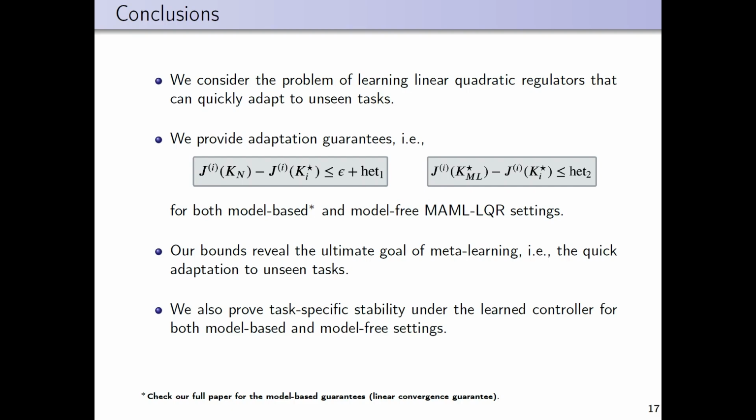We are the first to provide these guarantees that show the ultimate goal of MAML, of meta-learning, which is learning controllers that can quickly adapt to unseen tasks because they are just a few steps away from the optimal controller for each unseen task. And we also show that our learned controller is stabilizing for the underlying systems.